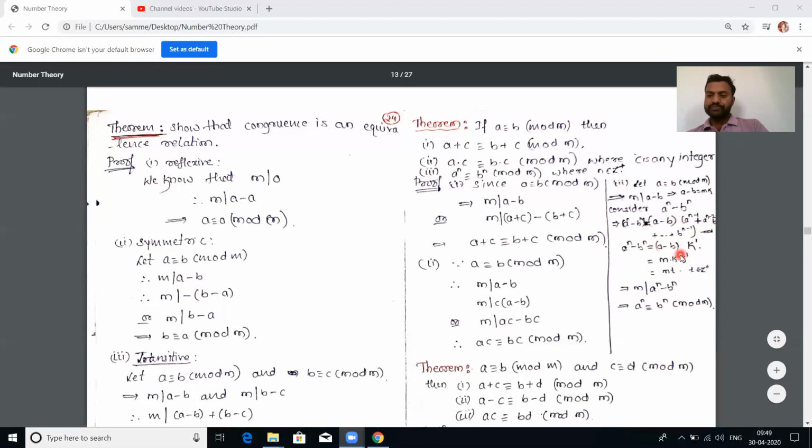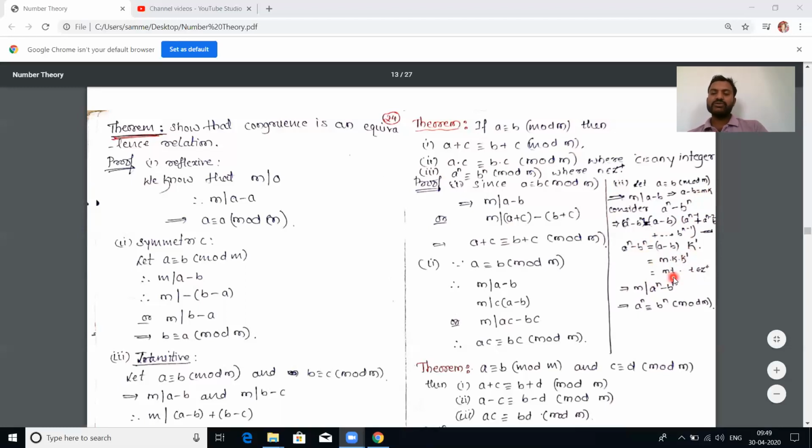Now a raised to n minus b raised to n is equal to a minus b into this bracket term, that is a raised to n minus 1 plus a raised to n minus 2 into b plus a raised to n minus 3 into b square plus and so on, b raised to n minus 1. This we take as k dash. Now a minus b is equal to m into k, and we replace k dash as it is. So k into k dash we take as t, where t belongs to z plus. So a raised to n minus b raised to n is equal to m into t.